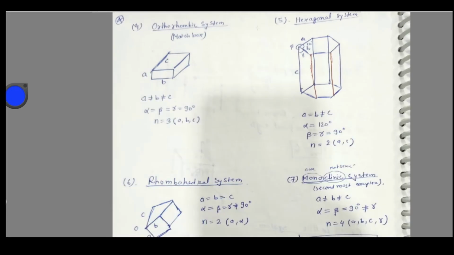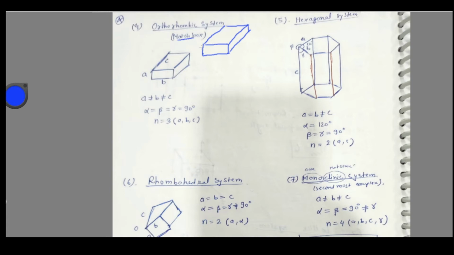Now fourth one is orthorhombic system. Whenever someone tells you about the orthorhombic, just remember one matchbox, matches ka dabba. So matchbox shape, general shape is like this. Front side is rectangular. So just remember one orthorhombic shape. Orthorhombic shape means matchbox.